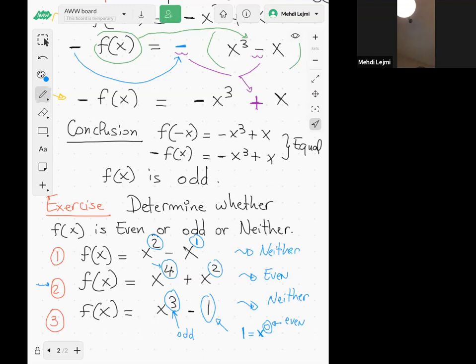You see what I'm saying? In number 2, all the powers are even, right? 4 and 2 are both even. So if all the powers are even, then the function is even. If all the powers are odd, then the function is odd.